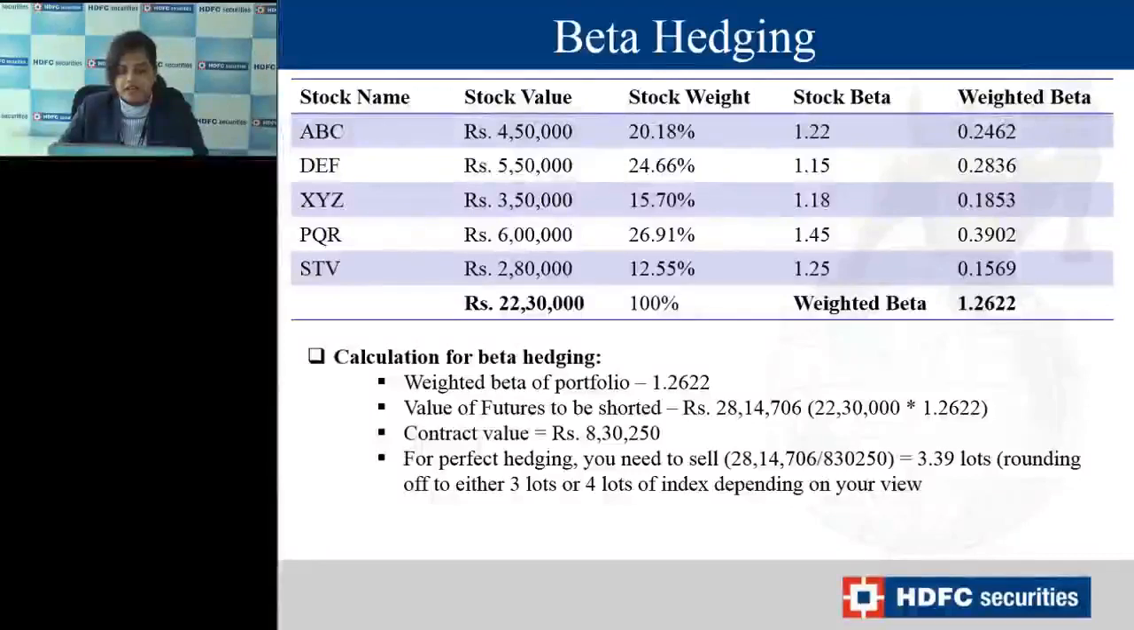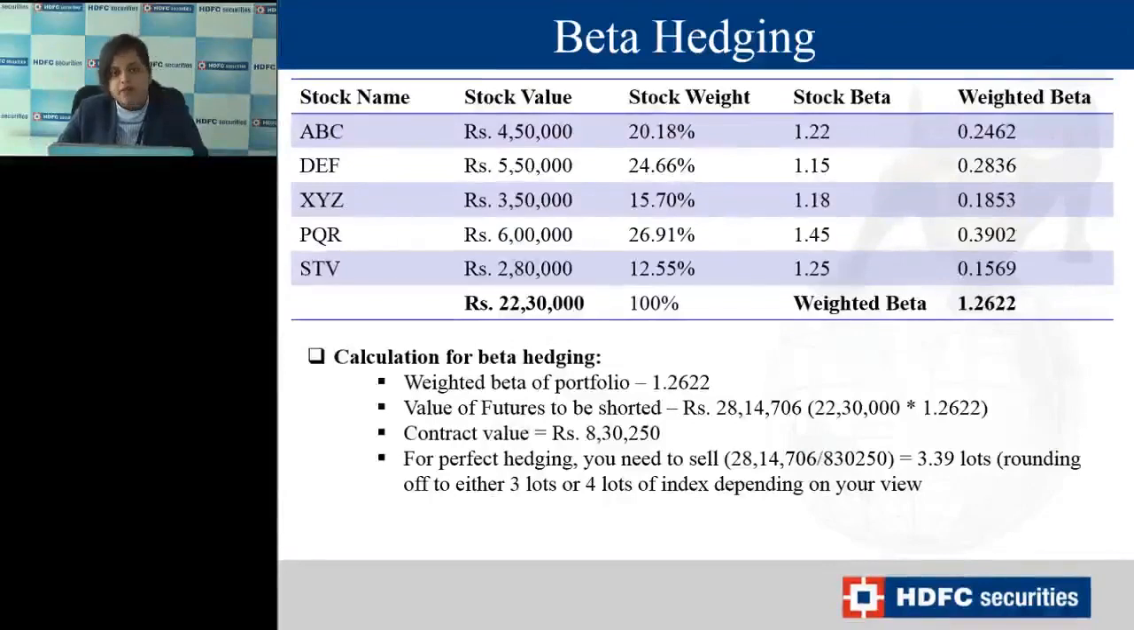Here's an example where we'll understand exactly what beta hedging is all about. So I have 5 stocks in my portfolio, particular stocks like ABC, DEF, XYZ, PQR, STB, random stocks. Now the stock value that you can see against each stock, like against ABC you can see 4.5 lakh, against DEF it's 5.5 lakh. So these are the investment values of these stocks. So the total portfolio value of all these 5 stocks comes out to be 20. This entire portfolio beta is 1.2622. It means that this portfolio is going to be 26% more volatile than the market.